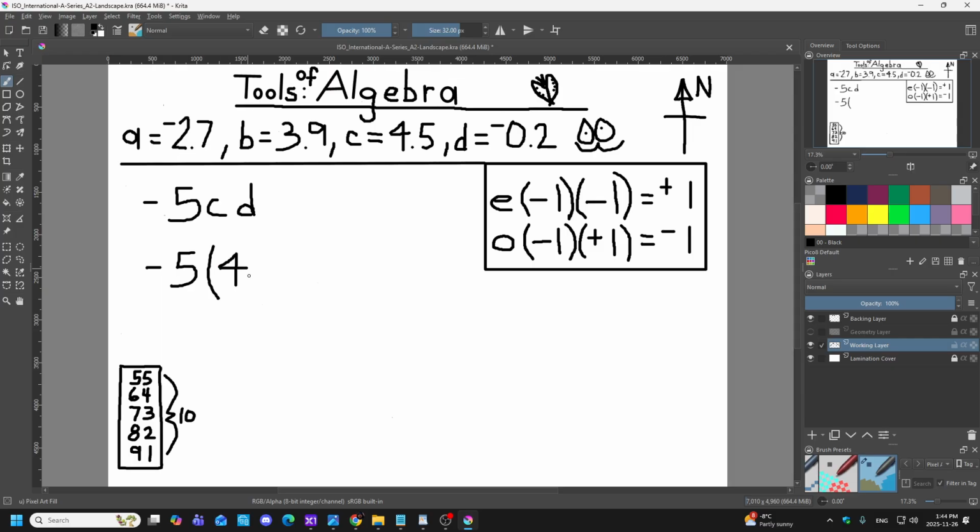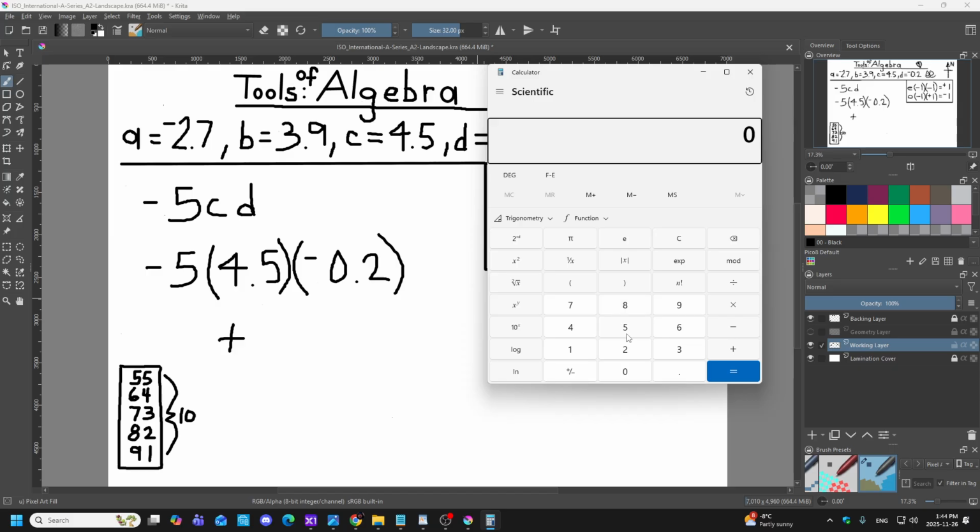All right, substitute. C is 4.5, right? And D is negative 0.2. Okay, it's the same thing. We have 2 negatives. They essentially cancel each other out. So now that we know our answer is going to be positive, we could just do the multiplication. It's that quick. 5 times 4.5 times 20%, essentially. We end up with 4.5.